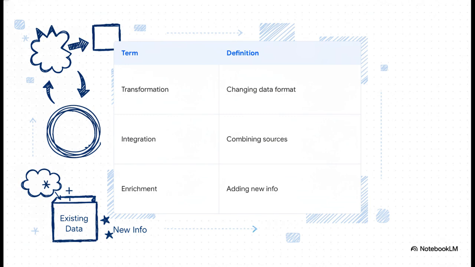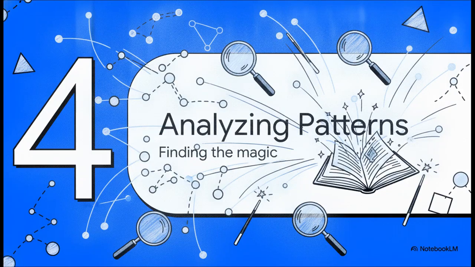To finish up our preparation phase, let's look at how we refine our information into its perfect final form. Data transformation means changing data from one format into another so it's easier to use. Often, we need to pull from multiple places, so data integration is combining data from different sources into one centralized place. And to keep our data completely fresh and up-to-date, delta enrichment is the process of adding new information to existing data.